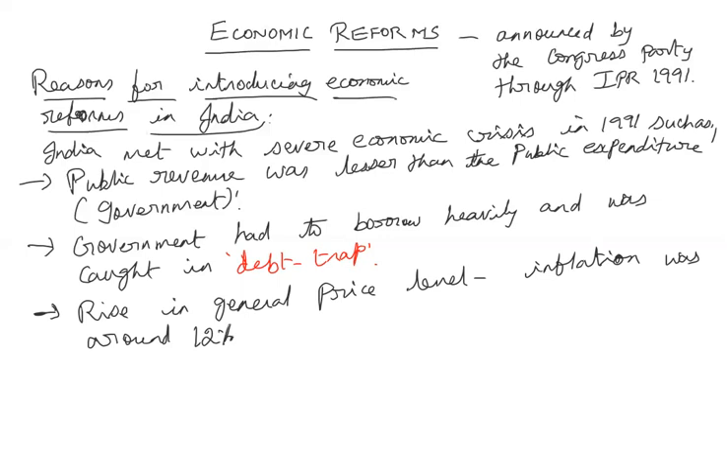If it is more than 10%, it comes under the category of hyperinflation. That is a very, very heavy rise in the general price level. The general price level should not exceed 4 to 6%. Six percent is a warning, because if it crosses beyond 6%, it will be very difficult to control or arrest the rise in the general price level. During this point of time, the general price level in the country reached almost 12%.